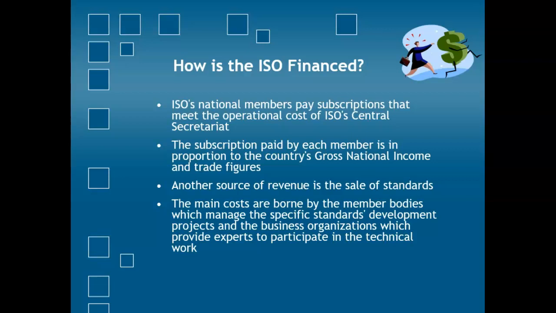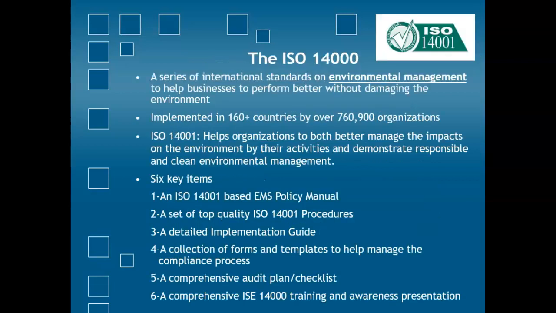But actually, the ISO members all pay subscriptions that meet the operational cost, and it's paid by each member, and it's in proportion to the country's gross national income. So you would think that the United States, for example, would be paying more because we have a higher GNI. And then they have another source of revenue from the sale of standards. So the main costs then are borne by the member bodies which manage the specific standards development projects and the business organizations which provide the experts to participate in this technical work.